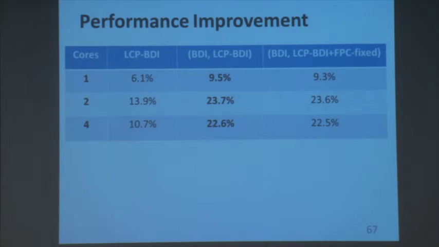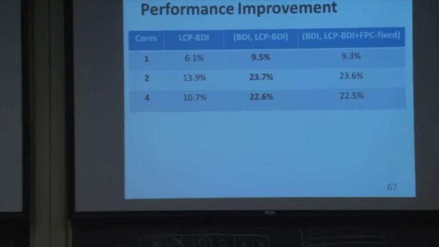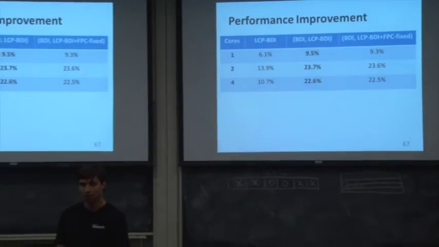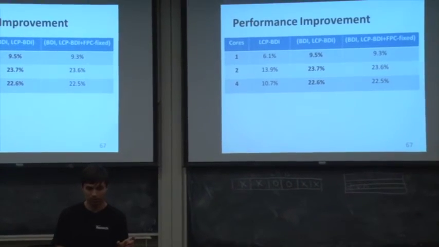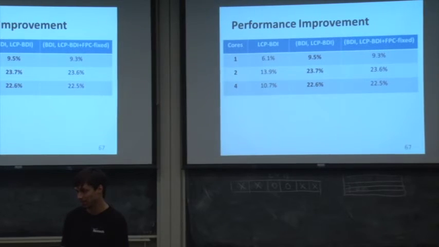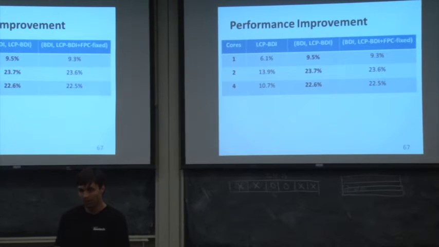And that's the performance improvement for different designs. As you can see now, the best designs have like 20% improvement. Why? Here we show that the best designs are when the cache is compressed and the DRAM is compressed. Cache compression helps for the cases when you have a lot of locality. When you have a lot of locality, a bigger cache helps. DRAM compression helps if bandwidth is your bottleneck.